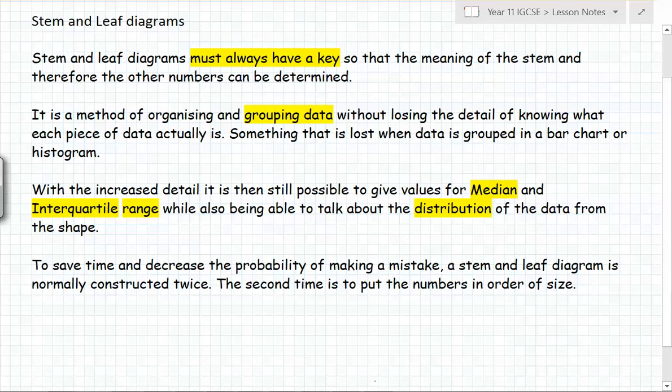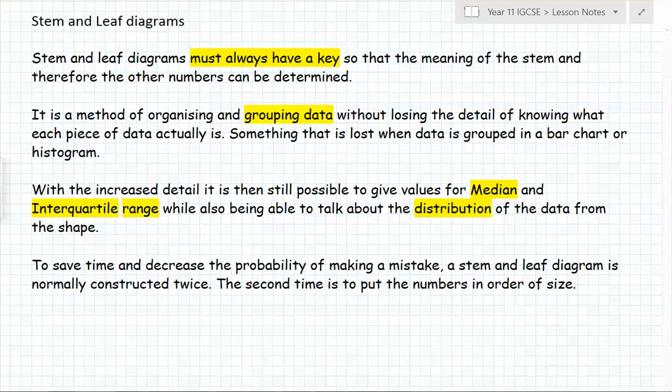Recording for those people. So, stem and leaf diagram. I picked out certain words that you need to pay attention to. All right. We need to know what they're used for. So that's why I've put here, it's just a way of organising data, grouping it, which you've done before.